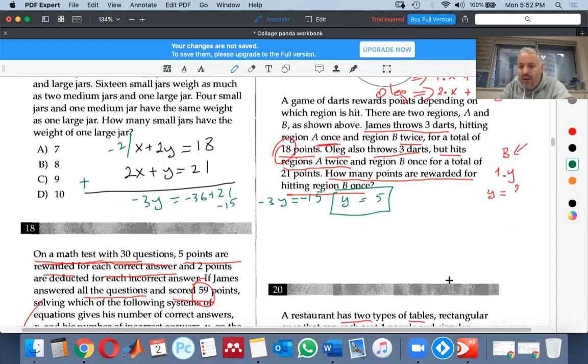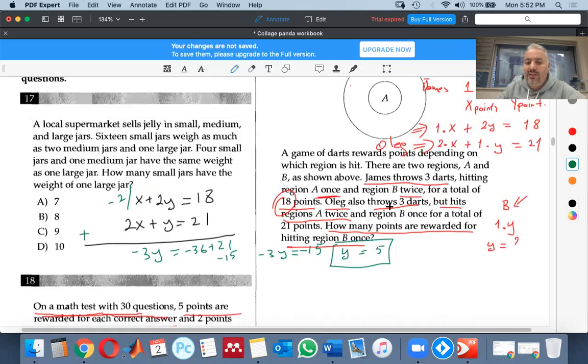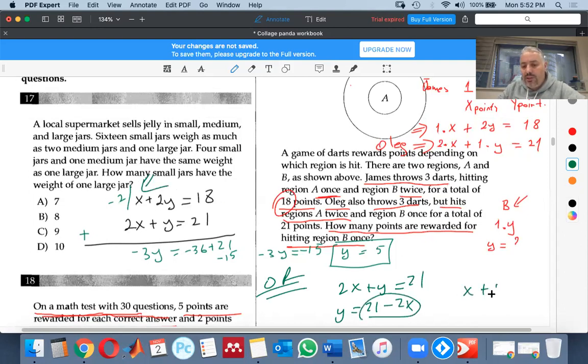Is there another answer? No. It's a classical question. The answer is y. Or how else can I solve? I can say that from 2x plus y is 21, y is equal to 21 minus 2x. So put it here: x plus 2 times (21 minus 2x) is equal to 18. So 18 equals x plus 42 minus 4x. So 4x and 1x will be negative 3x, and 42, if I take it to the other side, negative 42.